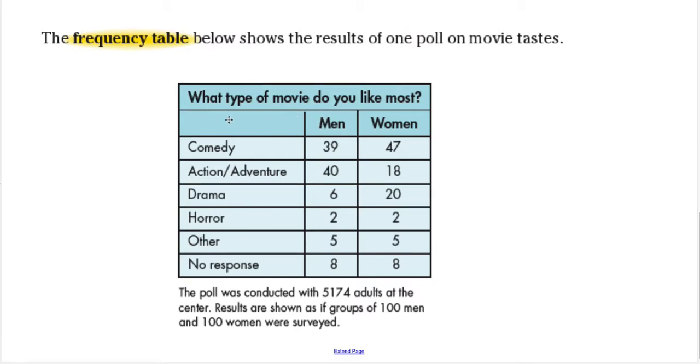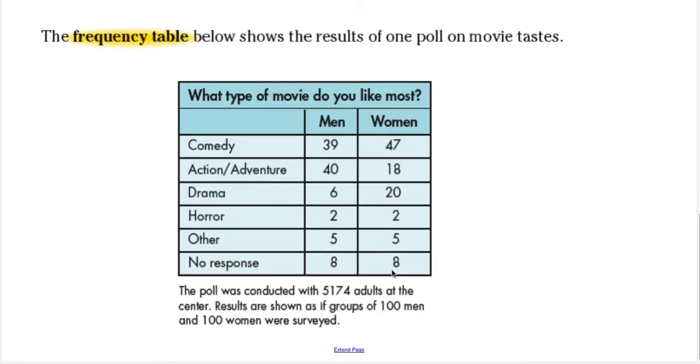Okay, so one of the questions asked in that particular poll: what type of movie do you like most? Comedy, men 39, women 47. Action adventure, 40 for men, 18 for women, and so on, all the way to the bottom. No response for men, 8. No response for women, 8. And the bottom explains the frequency table.